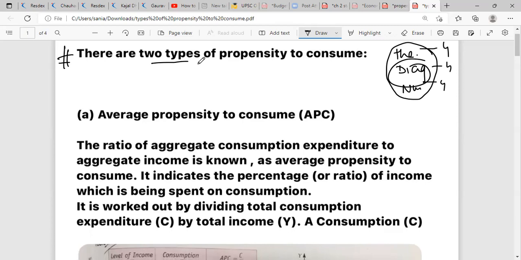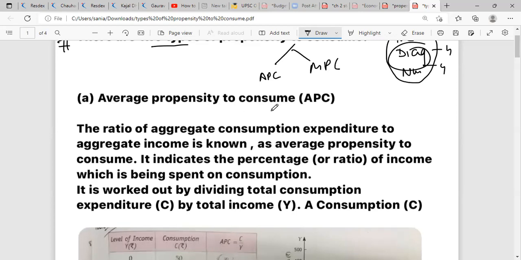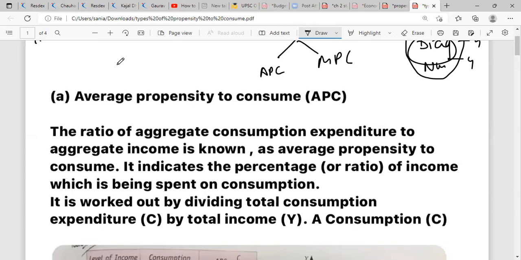Now, ma'am, what are the types of propensity to consume? Basically we have two: one is your APC and the other one is your MPC. First we will discuss what is APC. Average propensity to consume is basically a ratio. What is a ratio? For example, 3/2, so ratio means 3:2. Average propensity to consume is the ratio of aggregate consumption, meaning you are adding all the money you spend on consumption, to aggregate income. That means C, your consumption, divided by your income.